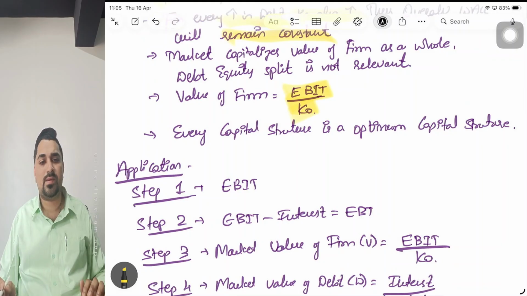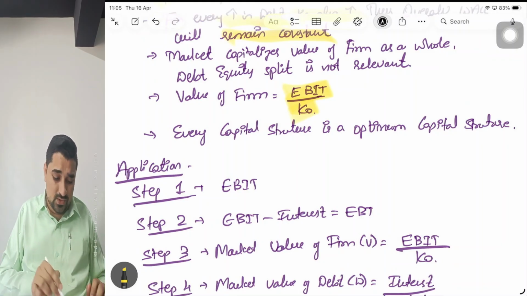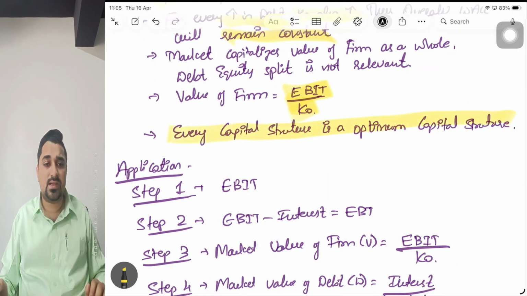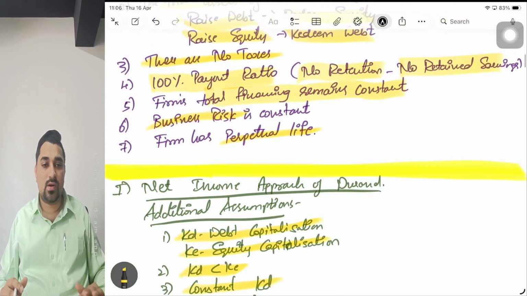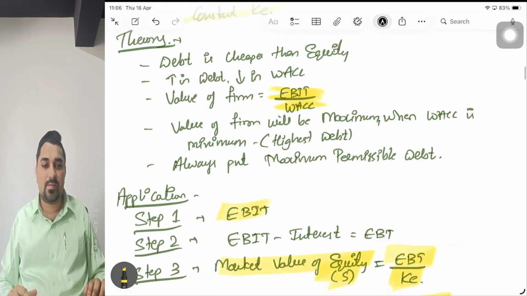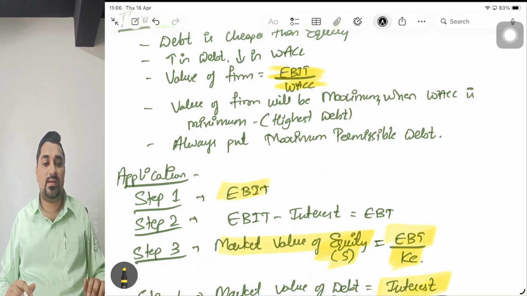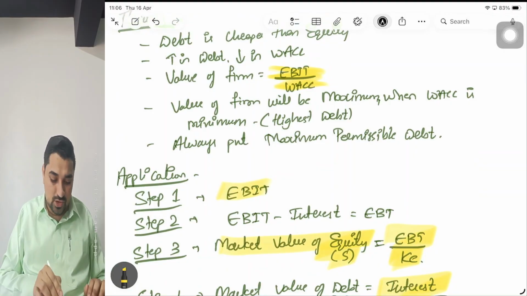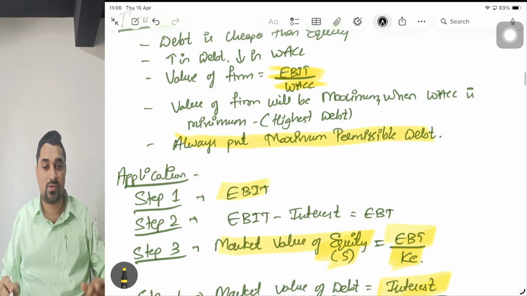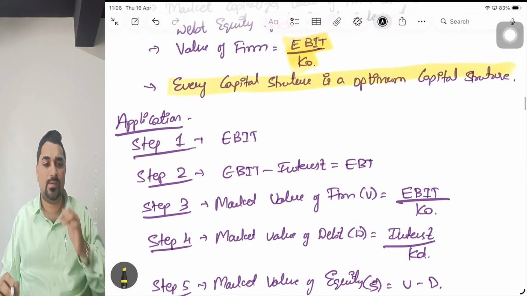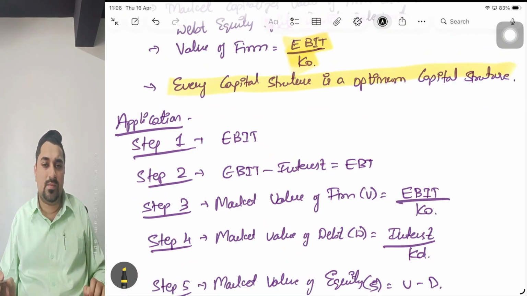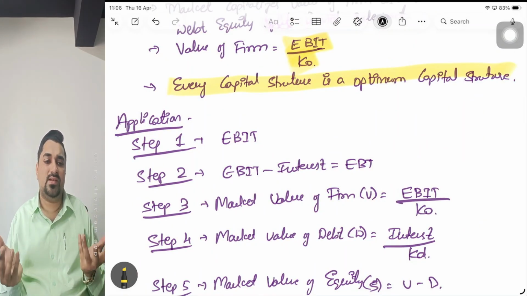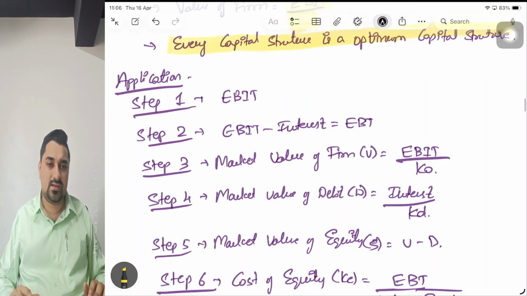So what is an optimum capital structure as per this approach? There is no optimum capital structure because it is a capital structure irrelevance theory. All capital structures are optimum capital structures. If you ask me what was the optimum capital structure as per NI approach? Where there is maximum debt. So always you should put maximum permissible debt in NI approach. But if you come to NOI approach, every capital structure is an optimum capital structure because the WACC and value of the firm will remain constant. Yes, this was about the theory.